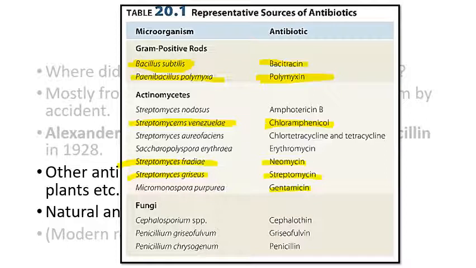Gentamicin was originally isolated from actinomycetes, which we studied before. Actinomycetes are a special type of microbe, which sort of halfway fits into the bacterial category, but we won't go into that. And then, of course, you know that penicillin was originally discovered from Penicillium chrysogenum, right?